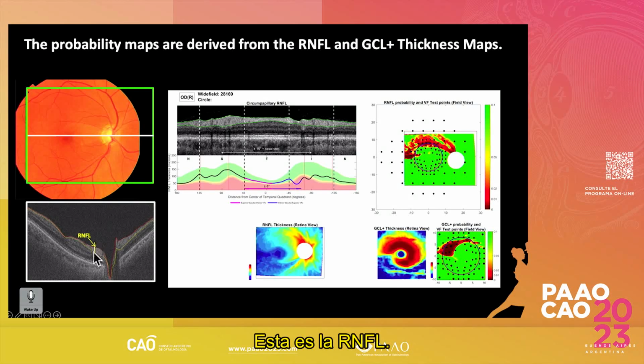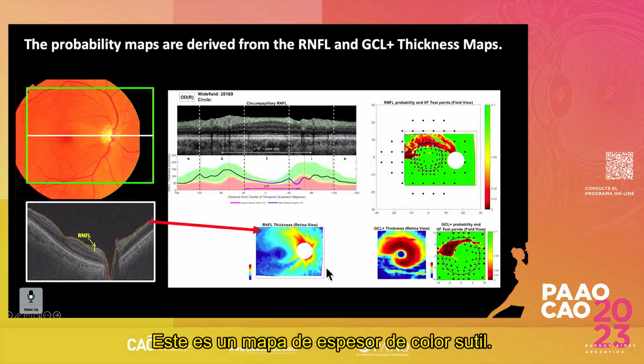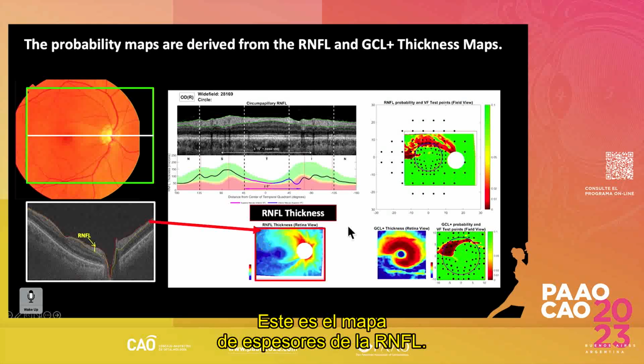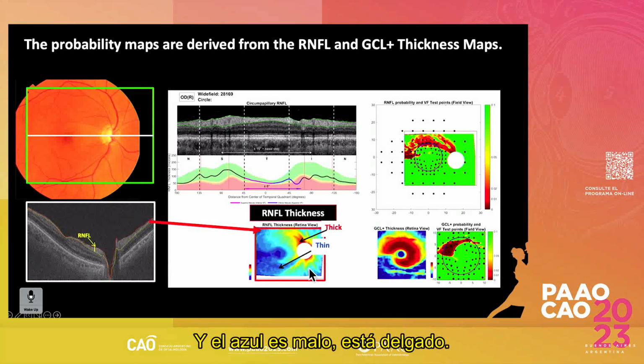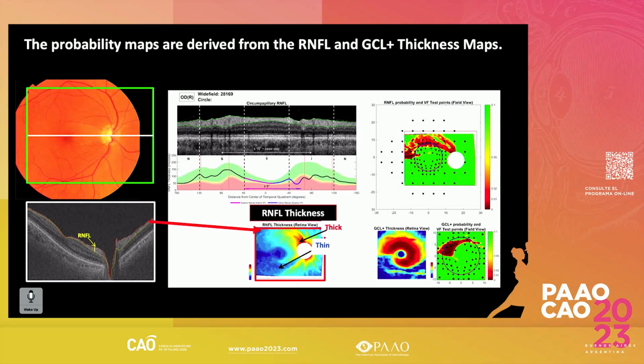This is the retinal nerve fiber layer. This is a pseudo-color thickness map. So this is the retinal nerve fiber layer thickness map. Red is good, it's thick. Blue is bad, it's thin, right?